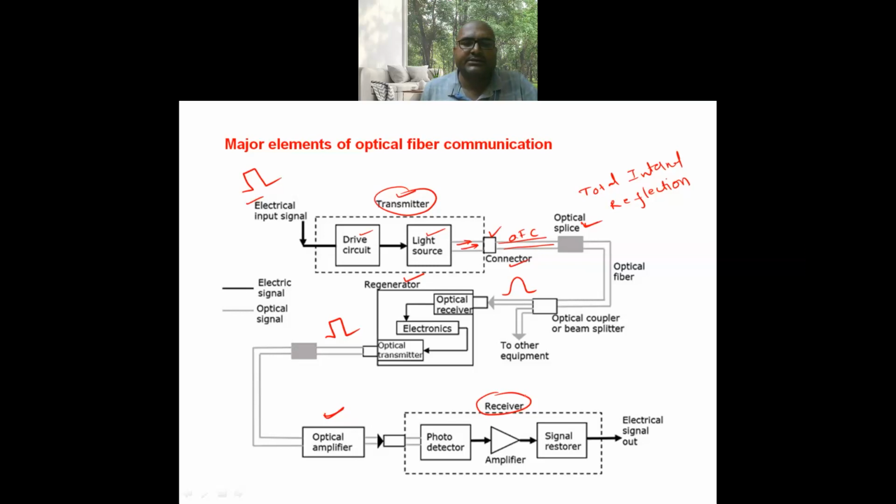And the next is the receiver block. In the receiver block, the basic elements are the photodetector, which can be either an avalanche photodiode or a pin photodiode, followed by an amplifier, then followed by a signal restorer. At the output, you will get the electrical signal out.